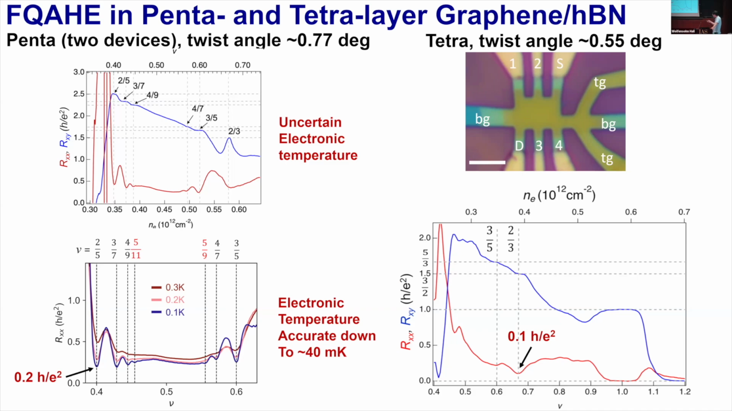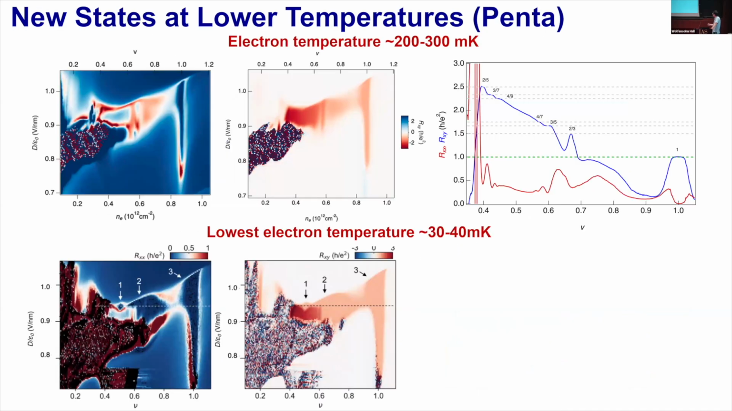Okay, next I'm going to show you something that's really puzzling us. Okay, you see, I'm showing you 6 fractions here up to 2/3, and I already pointed out how 2/3 looks different from other fractions. Well, here I'm showing 5 out of the 6 without showing 2/3. And the reason is at the base temperature, you don't have 2/3.